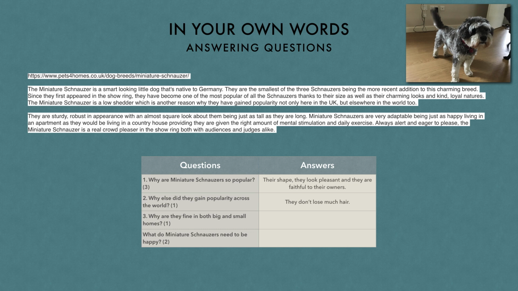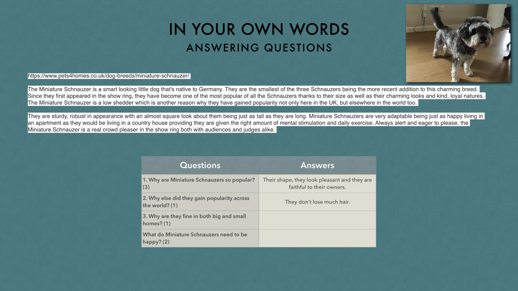The miniature schnauzer is a smart-looking little dog that's native to Germany. They are the smallest of the 3 schnauzers, being the more recent addition to this charming breed. Since they first appeared in the show ring, they have become one of the most popular of all the schnauzers thanks to their size as well as their charming looks and kind, loyal natures. The miniature schnauzer is a low shedder, which is another reason why they have gained popularity not only here in the UK, but elsewhere in the world too.